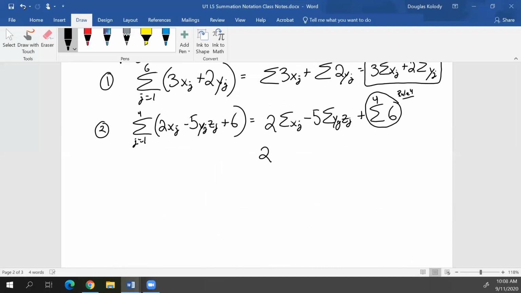2 times the sum of x sub j. I thought I just messed up the whole thing. 2 y sub j, z sub j, plus 4 times 6, which is 24.